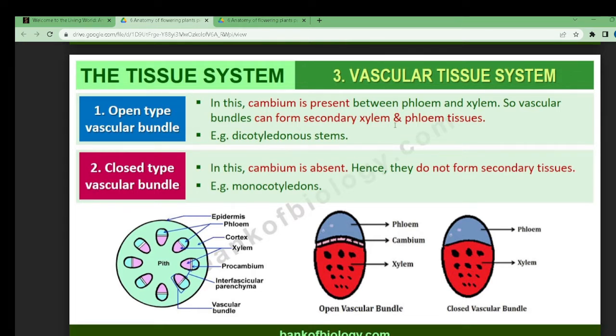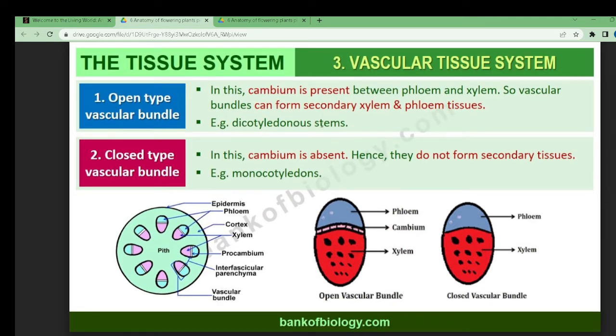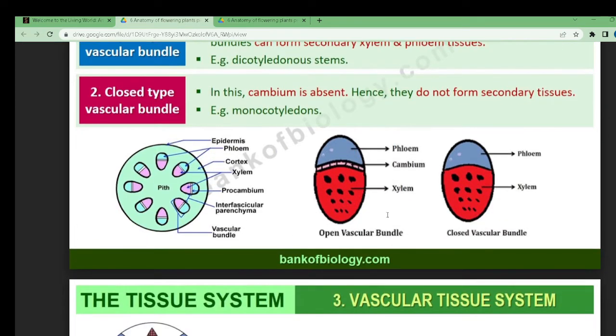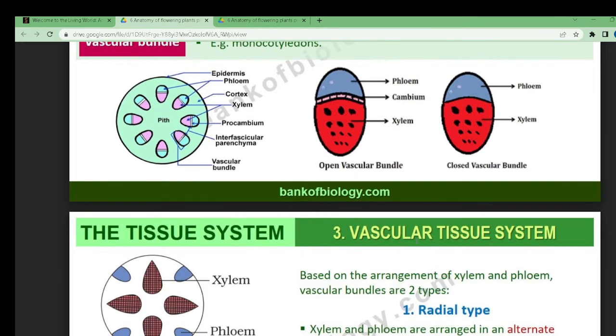So vascular bundles can form secondary xylem and phloem tissues. When the cambium is present, it also forms secondary xylem and phloem tissues. Examples are dicotyledons. In the case of monocotyledons like maize, cambium is absent and they do not form secondary tissues. You can see here, in the open vascular bundle cambium is present, and in the closed vascular bundle cambium is not present between the xylem and the phloem.